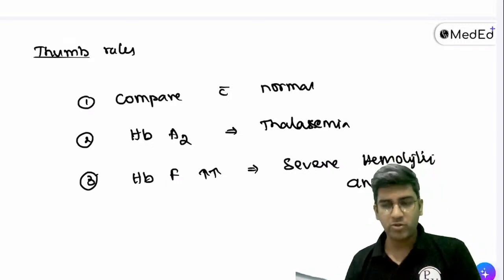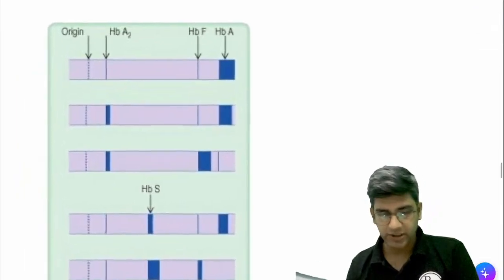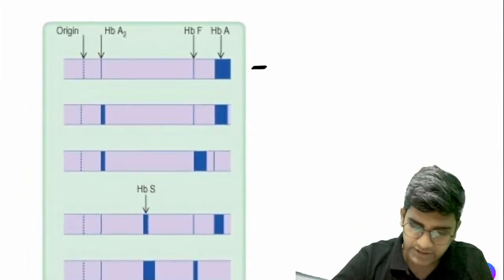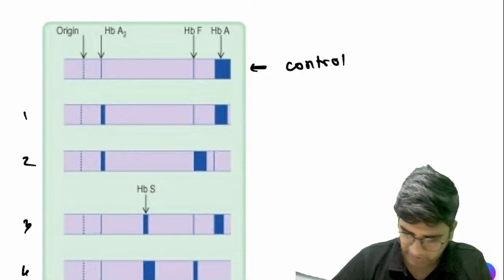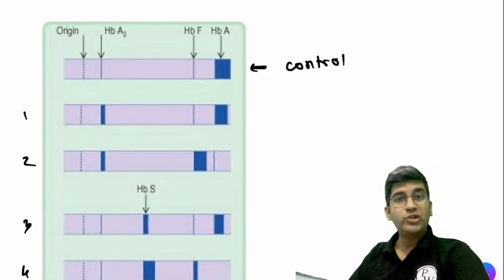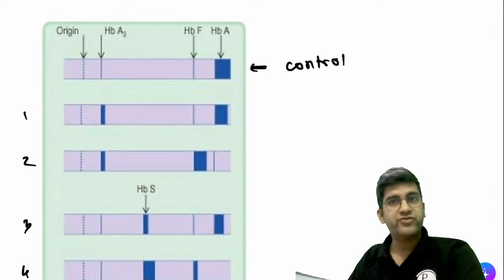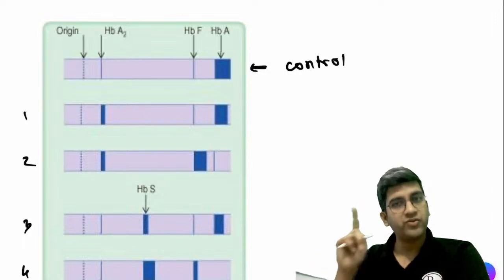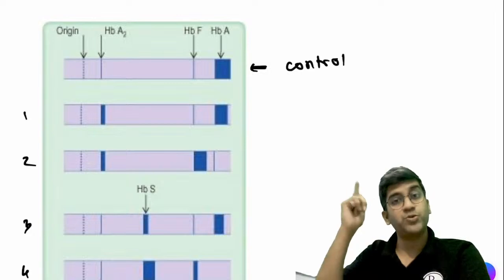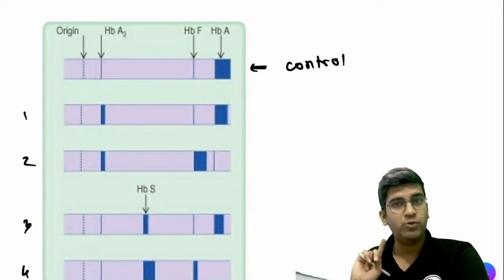I'll show you a simple hemoglobin electrophoresis. You tell me what's the answer. Just for you, this is control. This is not the patient. Okay? Let's say 1, 2, 3, 4. We have 4 patients. I want you to diagnose it, right? Just 3 rules. Compare with the normal. If A2 is more, think of thalassemia. If F is more, think of severe hemolytic anemia, right?